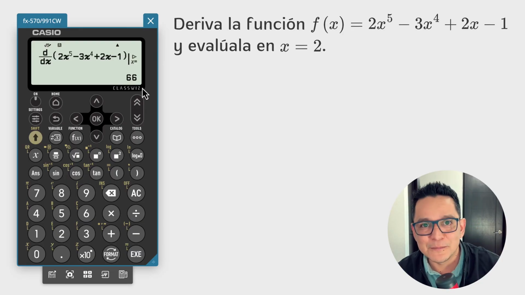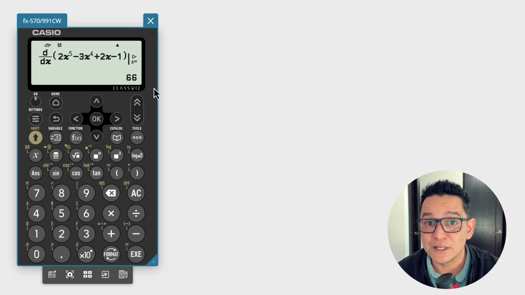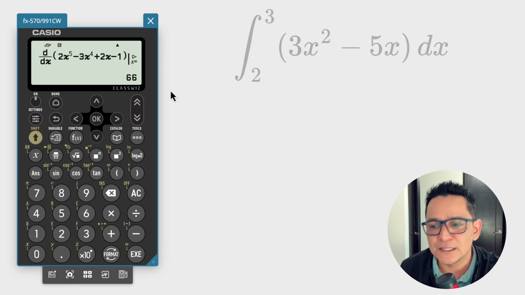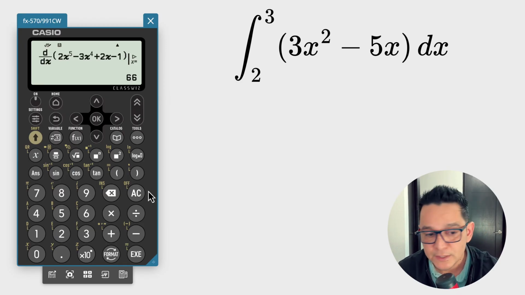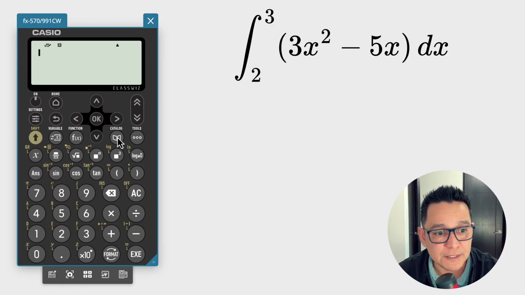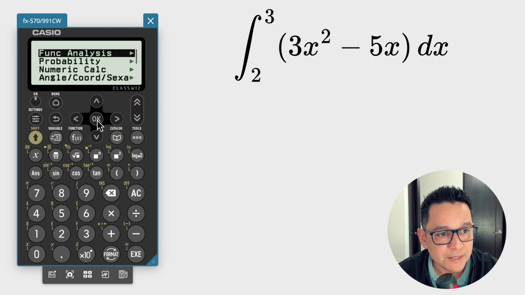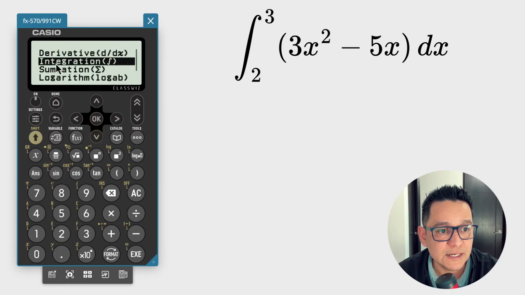All right, now let's see how we can solve a definite integral. We're going to solve the one we have here, which is the integral from 2 to 3 of the function 3x squared minus 5x with respect to x. So let's do it. For this, let's clear this again, hit catalog, then click again where it says analysis, and go to where integration is.